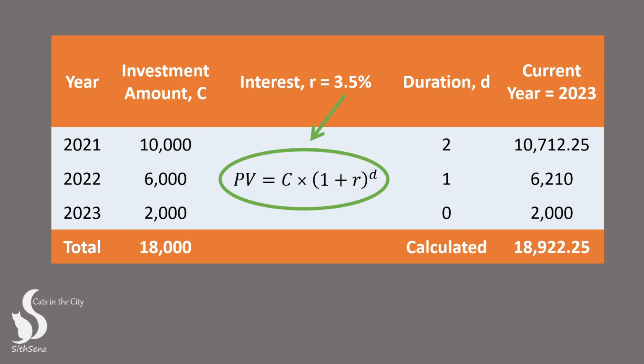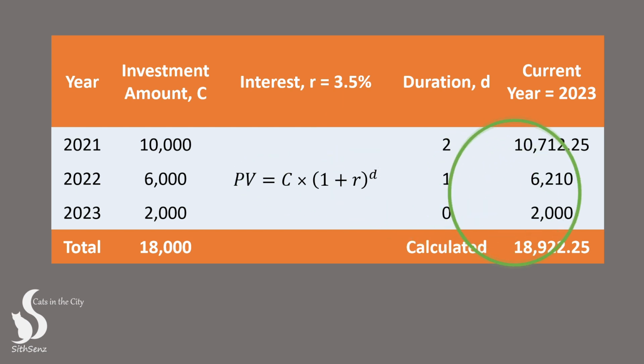Suppose you invested 10,000, 6,000, and 2,000 annually, starting from the year 2021. Using the formula and an interest rate of 3.5%, your investment would be worth 10,712.25, 6,210, and 2,000 in the year 2023, respectively. In total, your investment would be worth 18,922.25 in the year 2023.